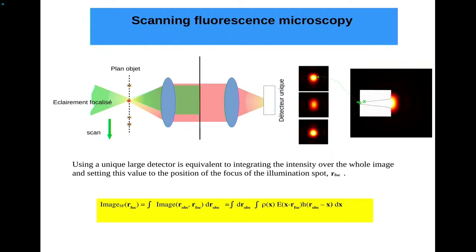So it means that this is the image that you've got when you focus here, and you integrate all the intensity, and you place your point here. And then you do this for all the positions of your focus, okay? So you place your focus. And this builds an image that you can model in this way, which is the integration of your image R ops, R fog, d R ops, where you integrate over the position of observation here.